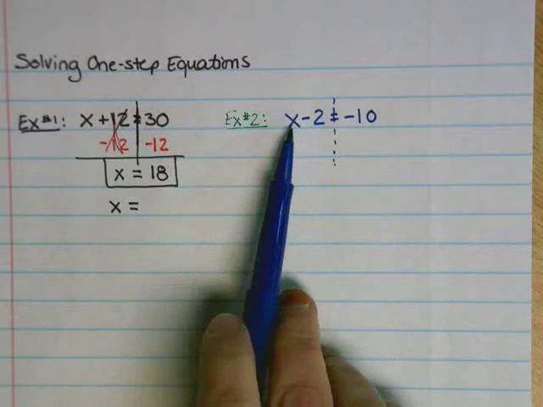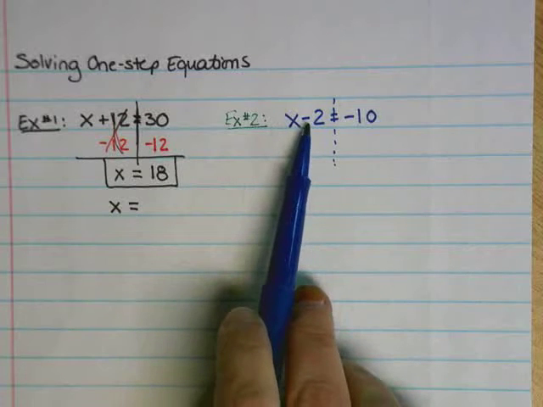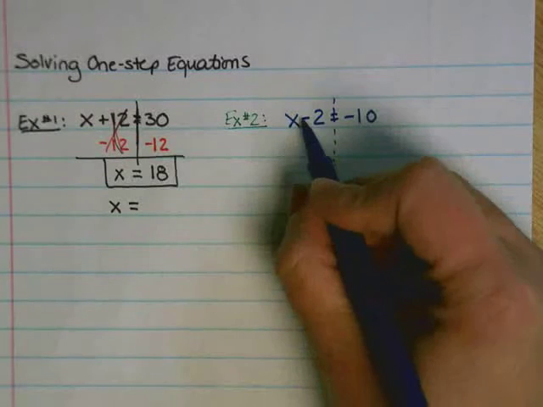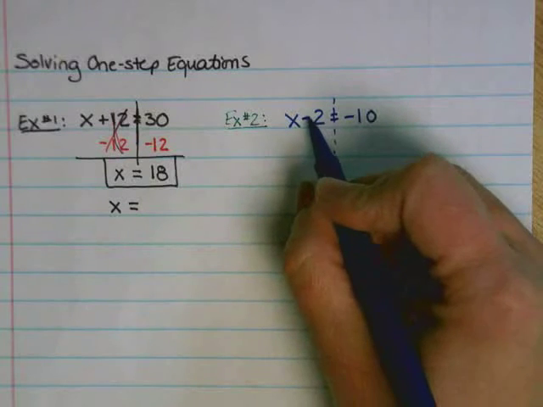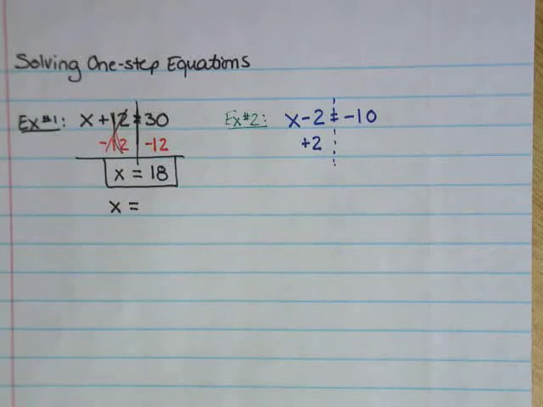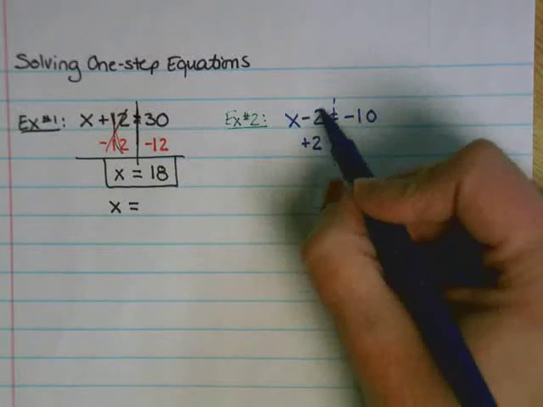How am I going to get this x by itself? What needs to go? In this case, that minus 2. The minus 2 needs to get out of there. So how do I get rid of minus 2? Well, if I did the opposite and I added 2, minus 2 plus 2 is just 0. That's going to cancel out.